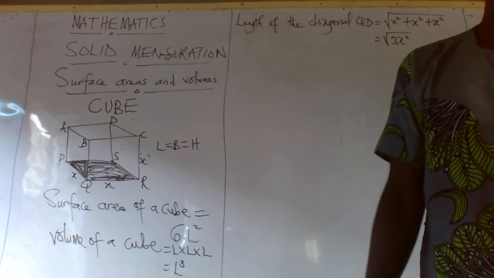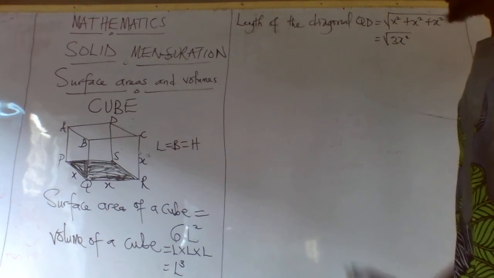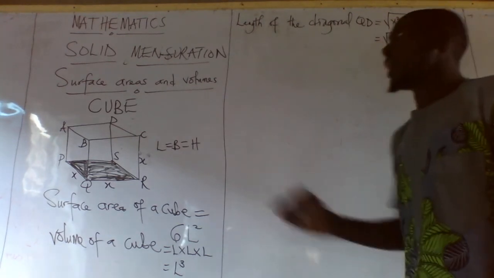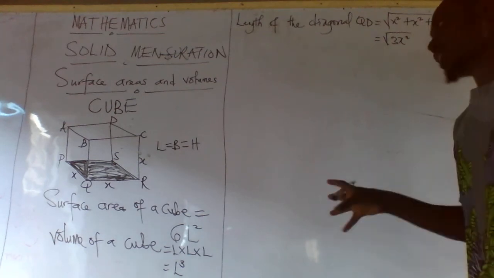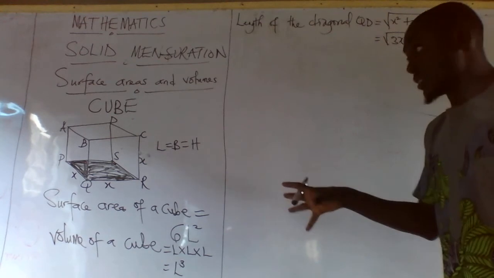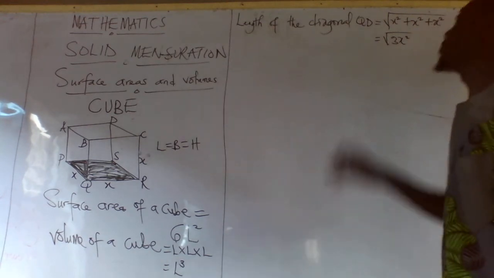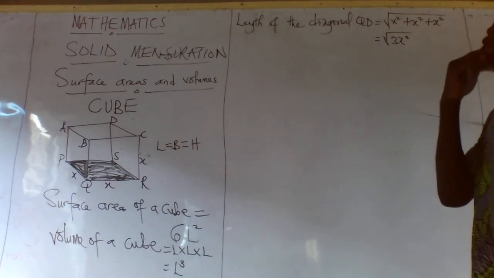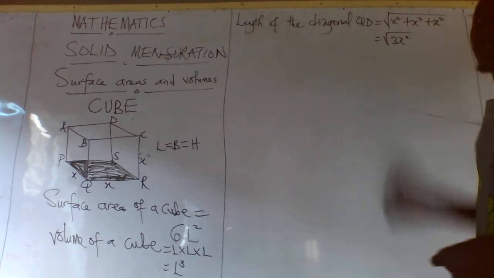So those are the three things that are very important when we are talking about solid mensuration, especially on cube and cuboid. We have the surface area of a cube to be 6L squared, and the volume of a cube to be L cubed, while the length of the diagonal of a cube is the square root of 3x squared.